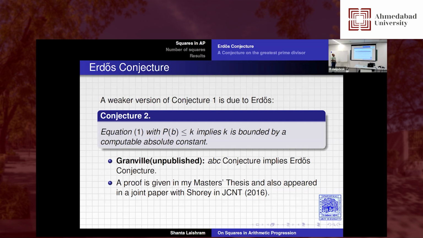There's a conjecture which is also still open. There's a proof of this conjecture by using the ABC conjecture, so the ABC conjecture implies the Erdős conjecture. A proof was given in my master's thesis, and we gave a modified version of the proof of Granville. It's not completely new. This was added in one of our papers, and it was published in JCNT 2016.